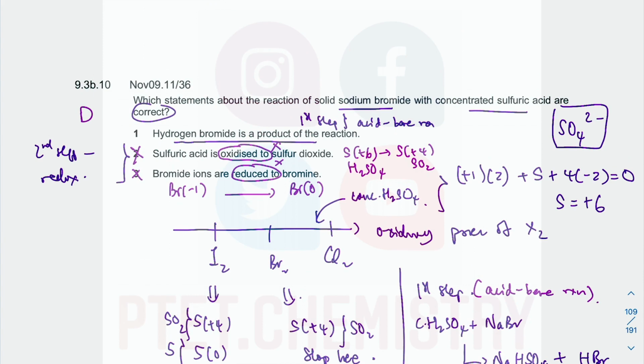So that's it from me in this tutorial video. I hope that was useful. I covered quite a lot of concepts on redox changes as well, oxidation number as well, in addition to just group 17 chemistry.